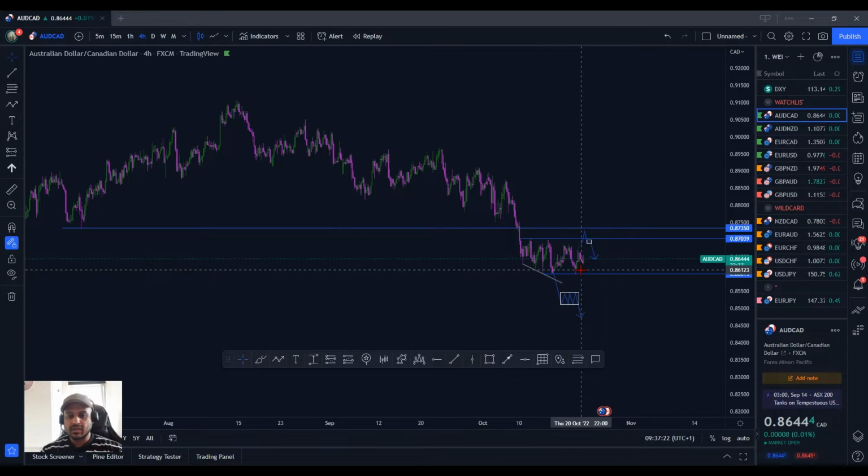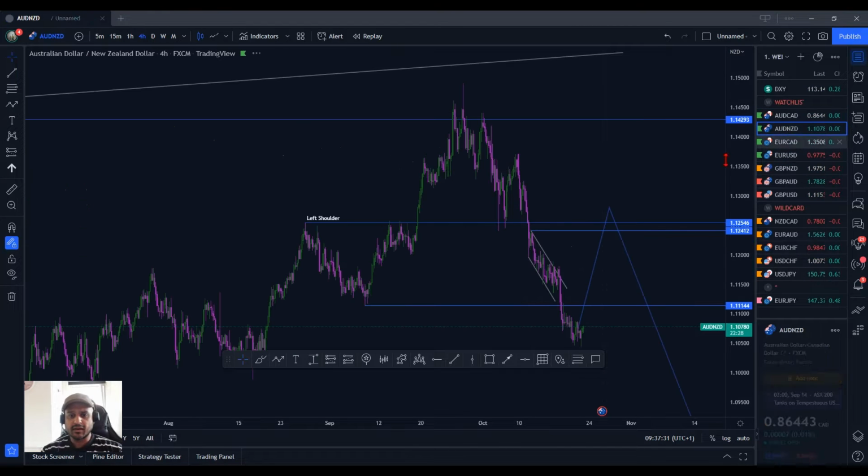So going to be potentially looking at that, potentially looking at a three touch or some sort of structure in there, because it looks like we're going impulse, correction, continuation at the moment, and then reversal. So that's it for Aussie CAD.